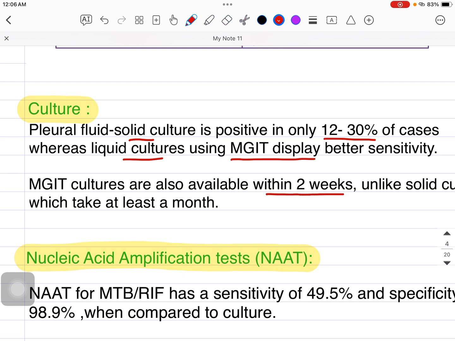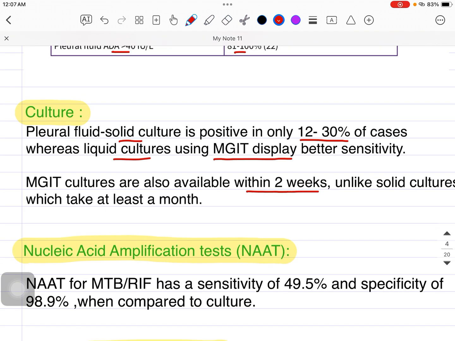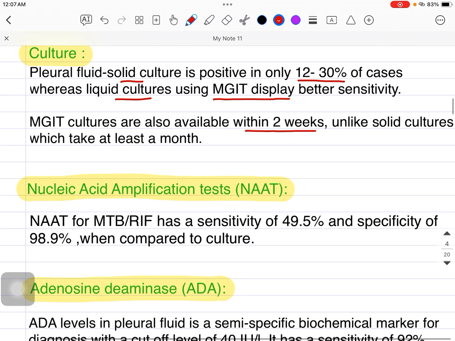They come within around 2 weeks, whereas if you talk about the solid cultures, they take around 30 or 40 days, at least a month. So obviously the liquid cultures are much better as compared to the solid cultures in terms of time, and about the sensitivity as well.